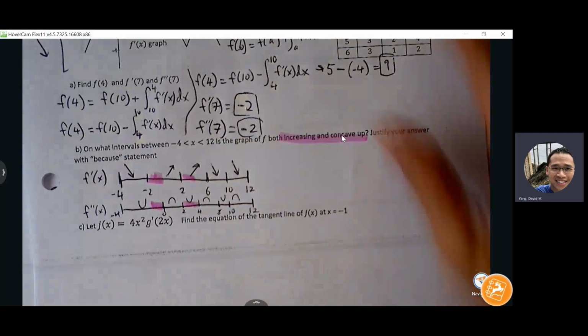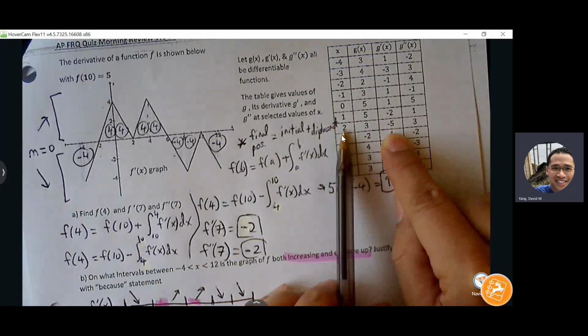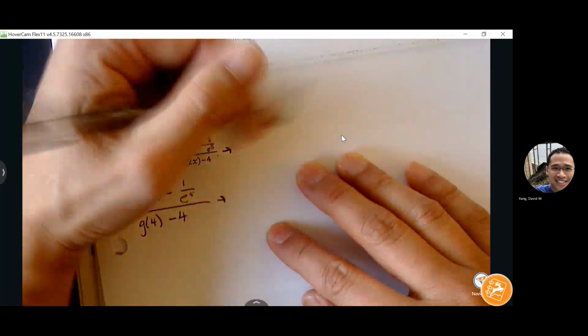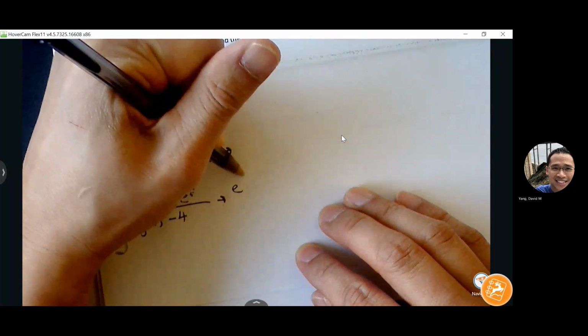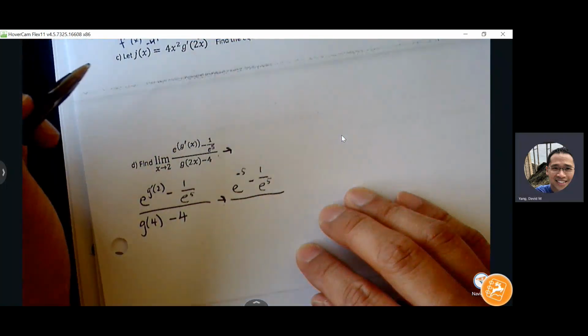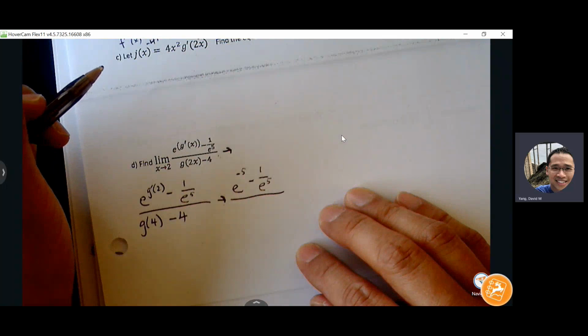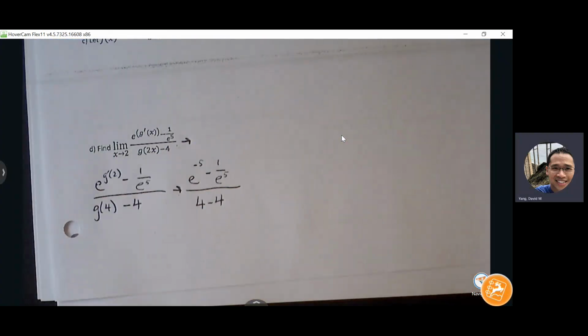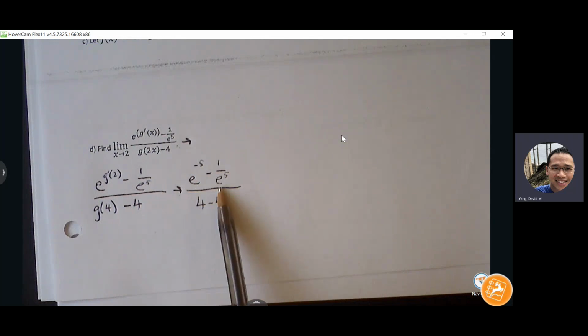G prime of 2. We look at our table. G prime of 2 is -5. G of 4. G of 4 is 4. So what do we get as a result here? What's e to the -5 minus 1 over e to the 5th?